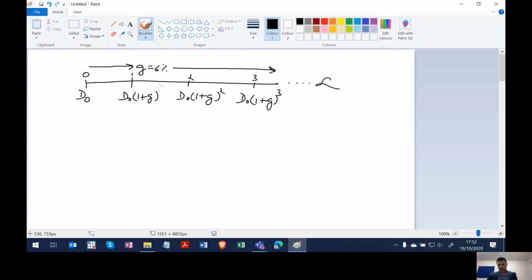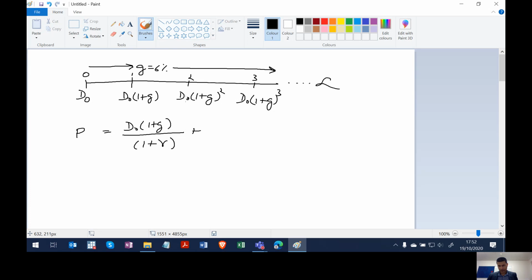Now, since we know the cash flows in the form of dividends in the future, we can find the present value of this share, P, which is going to be the present value of all these different cash flows indefinitely. So present value equals this first cash flow, D0 times 1 plus G, divided by 1 plus the required rate of return. So let R be the required rate of return.